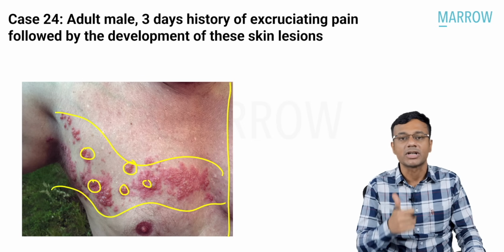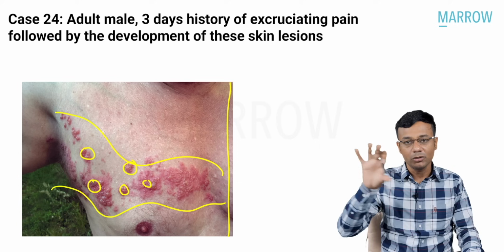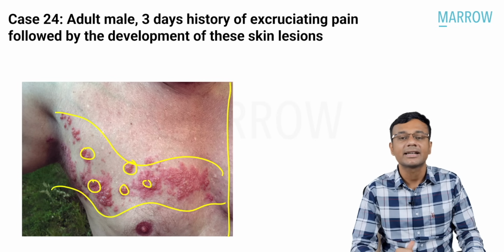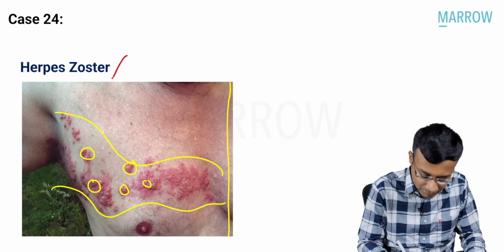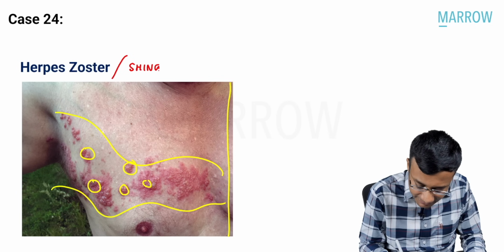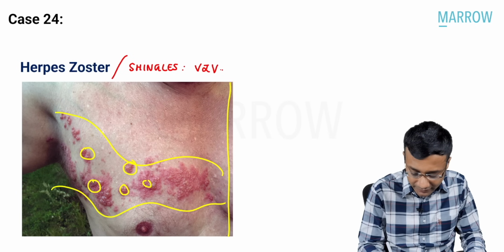So if we have these 3 points, point number 1, it's unilateral. Point number 2, it's dermatomal. Point number 3, painful grouped vesicles on red base. The correct answer for this question is going to be herpes zoster. Herpes zoster is also known as shingles. And it is produced by which virus, everybody? It is going to be produced by varicella zoster virus.